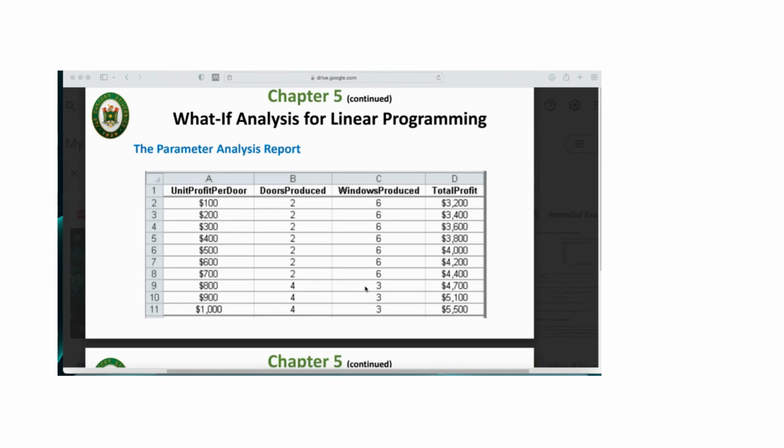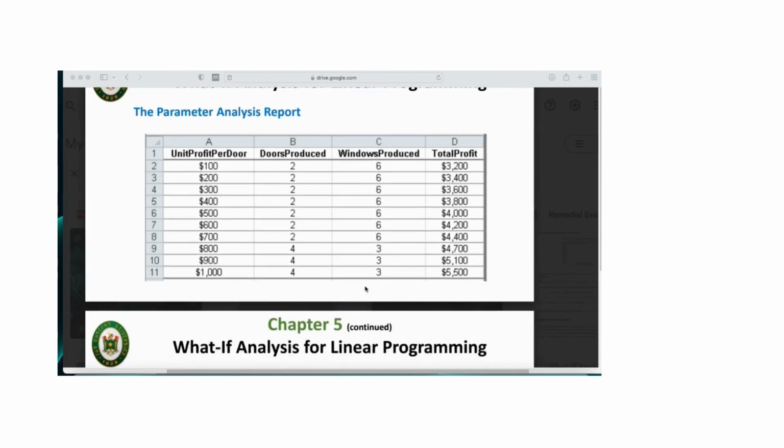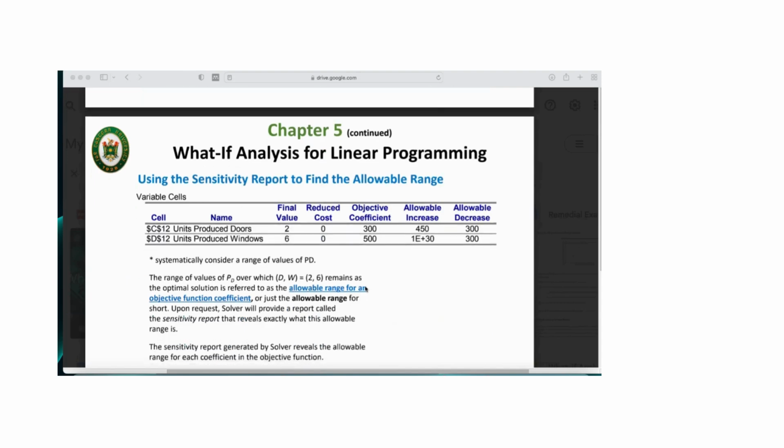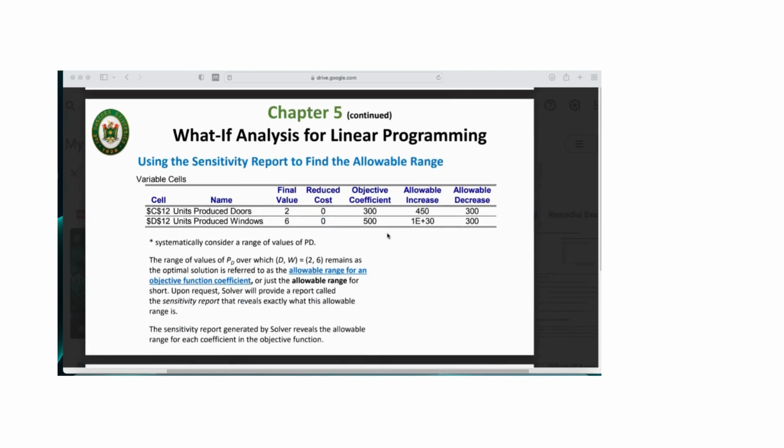Now this report is further summarized in what we call the sensitivity report to find the allowable range. So the focus here is the allowable range. Based on the parameter analysis report, Excel was able to establish the allowable range here. We have the allowable increase and the allowable decrease. To explain this table, the final value here refers to the optimal values, the optimal solution. We have the combination of 2 doors and 6 windows.